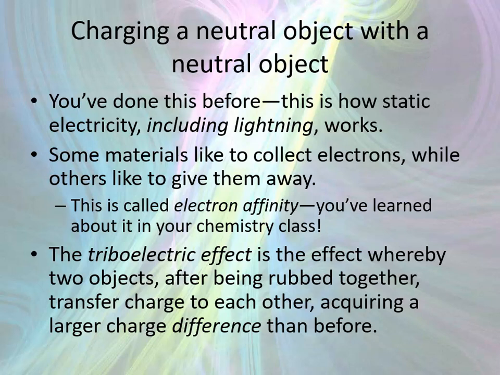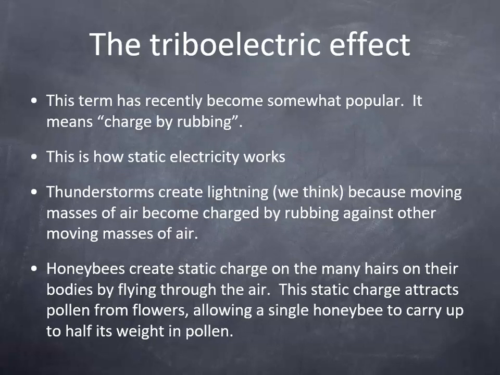Now, what about charging a neutral object with a neutral object? Well, guess what? This is how static electricity works. Certain materials like to collect electrons, whereas other materials like to give them away. We've already talked about that with glass rods and plastic rods. This is called the triboelectric effect, where you have two different objects that after being rubbed together can transfer charge to each other, acquiring a charge, or if they're already charged, they would have a larger charge difference than before. So this is the triboelectric effect, long story short, charging by rubbing.